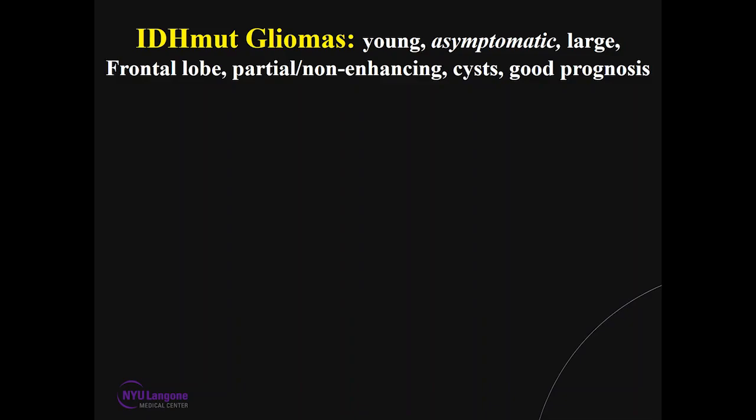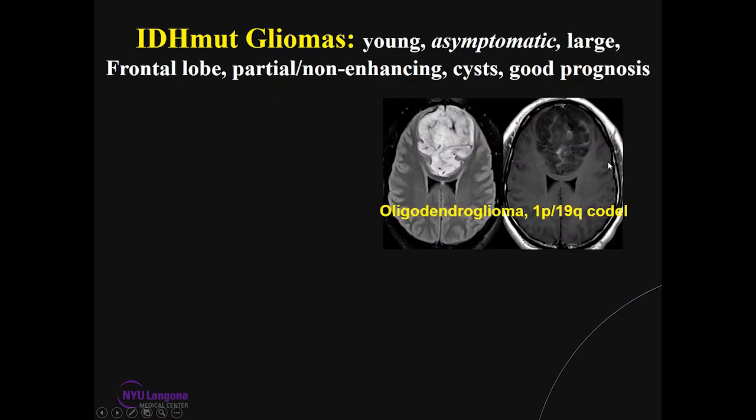So just to summarize, IDH mutated gliomas occur in younger patients. The majority of the time, the patient is asymptomatic. It's found either on a CT scan done for minor trauma or headaches. The majority of the time, these are non-enhancing or partially enhancing large tumors. They might have cysts also. The prognosis usually is good. And again, another important aspect, the majority of IDH mutated gliomas occur in the frontal lobe. So that's another important aspect.